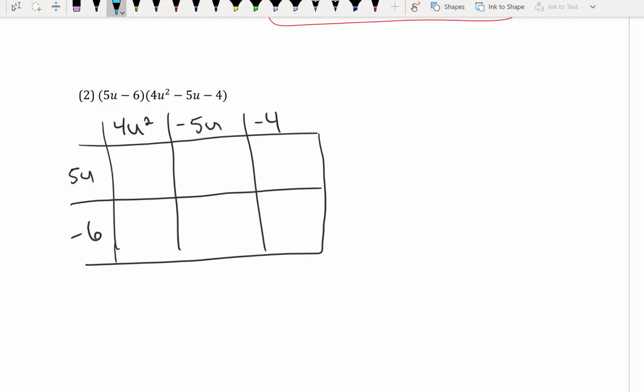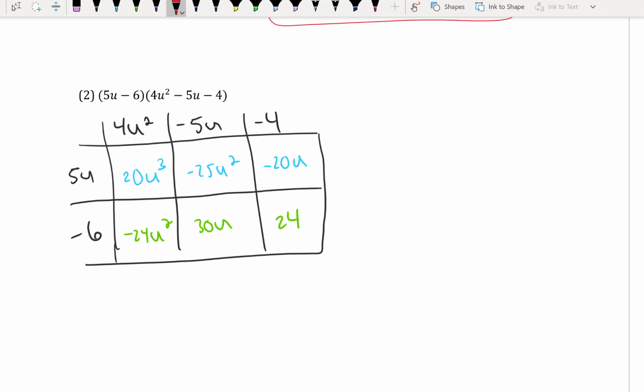So when I multiply across, 5 times 4 is a 20. U squared and u is u to the third. Now I have a negative 25u squared and a negative 20u. Using my second row, I'm going to have a negative 6 times 4, which is a negative 24u squared, negative 6 times a negative 5, which is a positive 30u, and a negative 6 times a negative 4, which is going to be a positive 24.